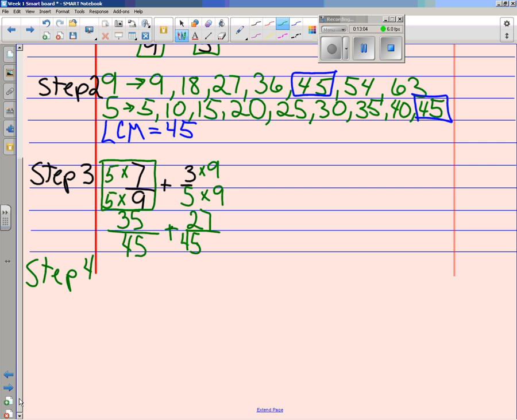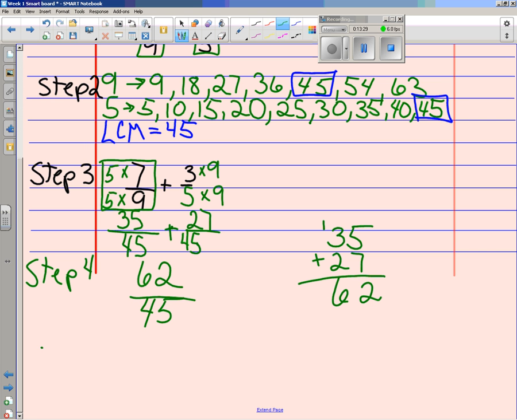Step 4. Add the numerators, keep the denominators the same. So I need to do 35 plus 27. I'll go ahead and just do some scratch work over here on the side. Remember, no calculators. 35 plus 27 is 62. And I keep my denominators the same, which makes it 45.